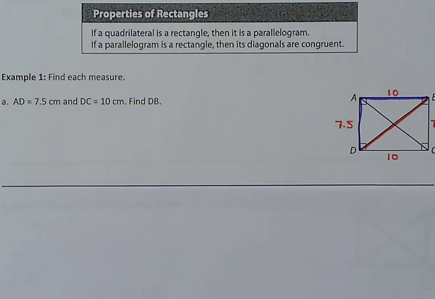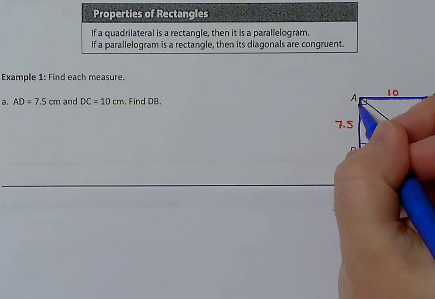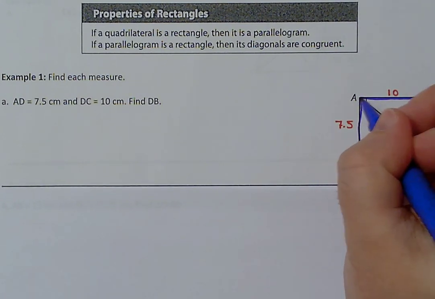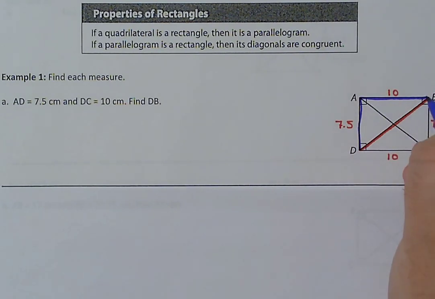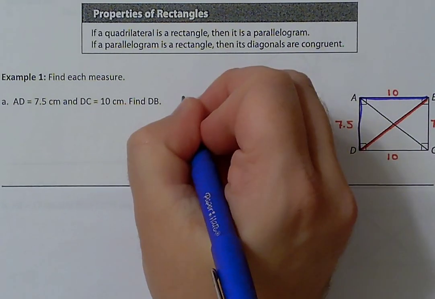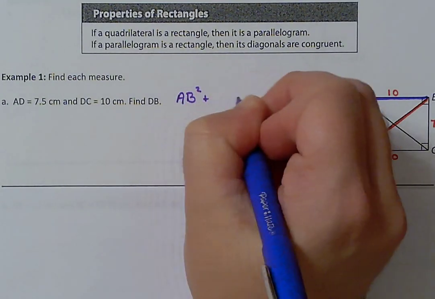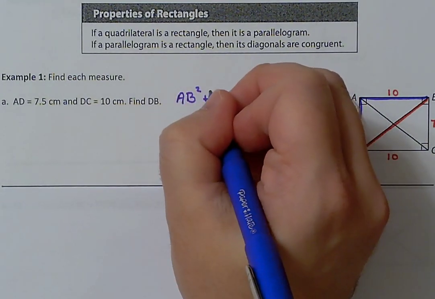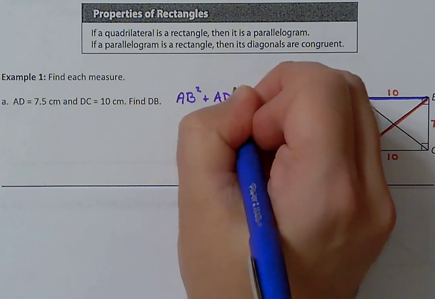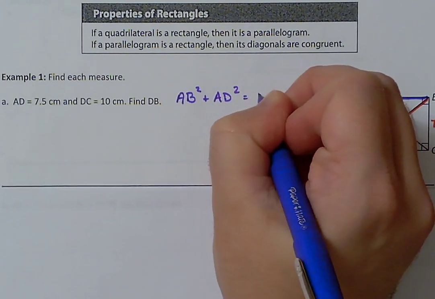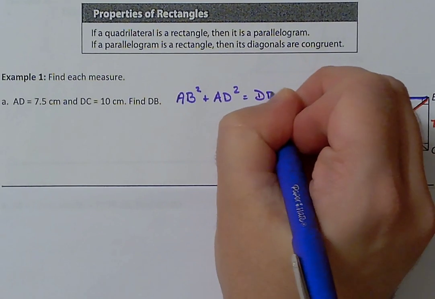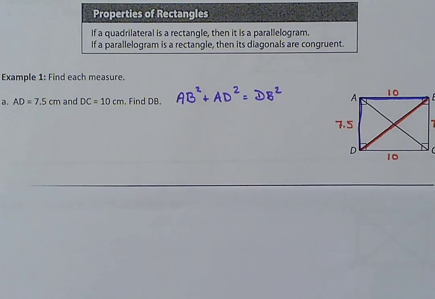So the Pythagorean theorem is going to state that AD squared plus AB squared equals DB squared. I'm going to go ahead and write that out: AB squared plus AD squared is going to equal DB squared. We're going to use that to figure out what DB is, and that is our answer.